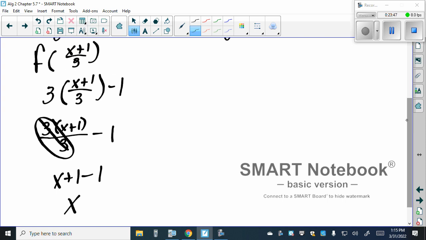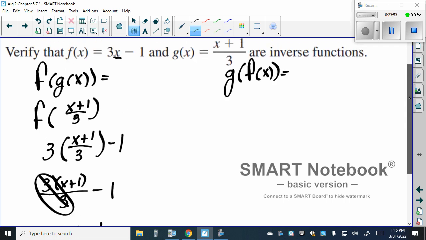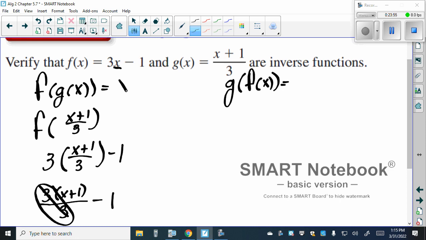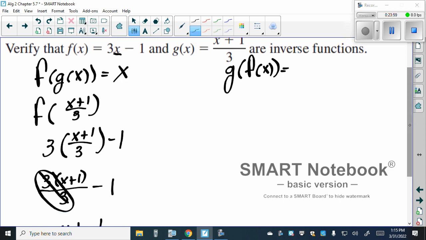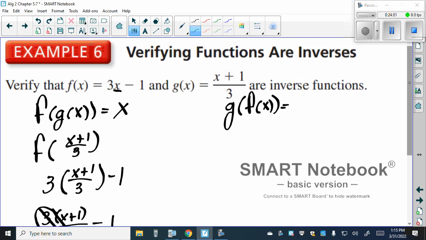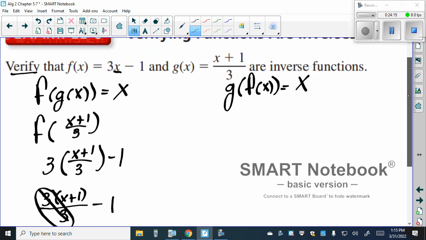And that's exactly what we expected to happen. Any questions on this here? So f of g of x is equal to x. Now for this problem, we are expecting g of f of x to also equal x, mainly because the directions told us. Because it told us to what? Verify. Verify is the same thing as show. So these are going to be inverses.